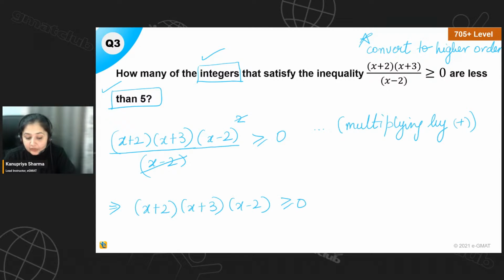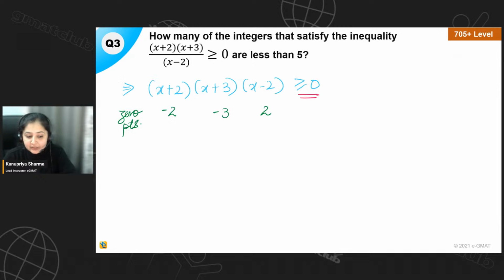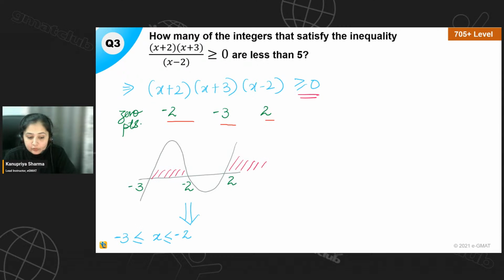Now, you can solve it using the wavy line method. So for that, you will find out the 0 points. So negative 2 is the first 0 point, negative 3 and 2. These are the three 0 points here. If you plot this, you will see that because we are looking for greater than or equal to 0 values, it is positive in this region more than 2 and in this region from negative 3 to negative 2.